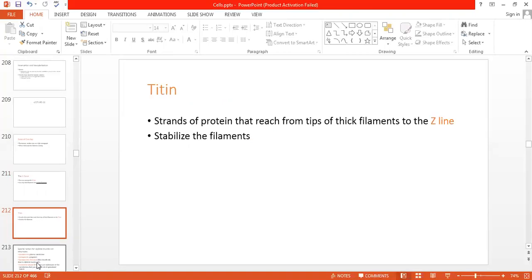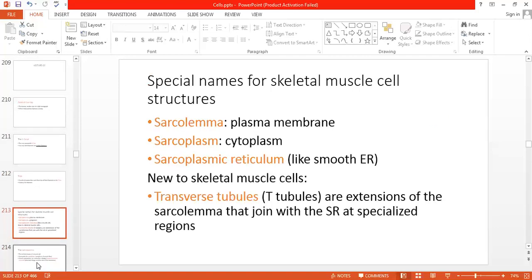Titin, a strand of protein that reaches from the tip of the thick filament to the Z line, stabilizes the filament. Special names for the skeletal muscle structures: sarcolemma, plasma membrane; sarcoplasm, cytoplasm; sarcoplasmic reticulum, like the endoplasmic reticulum. New to skeletal muscle cells are transverse tubules, T tubules, which are extensions of the sarcolemma that join with the SR at special regions.